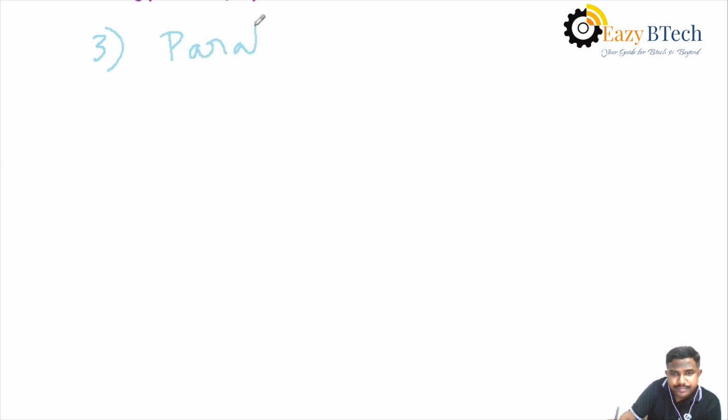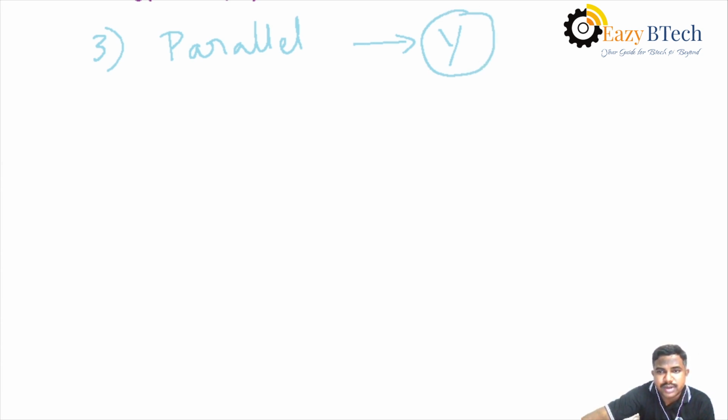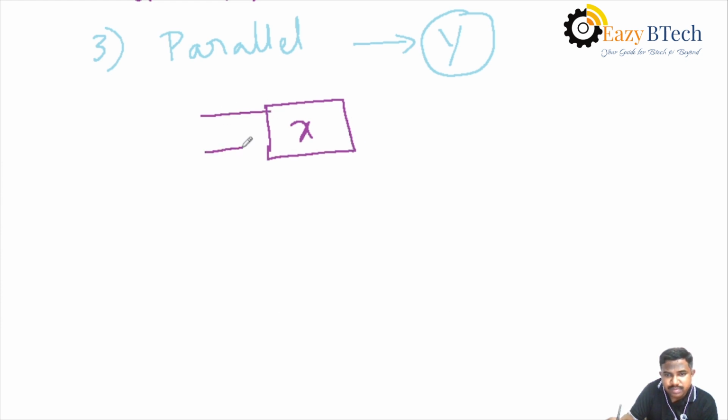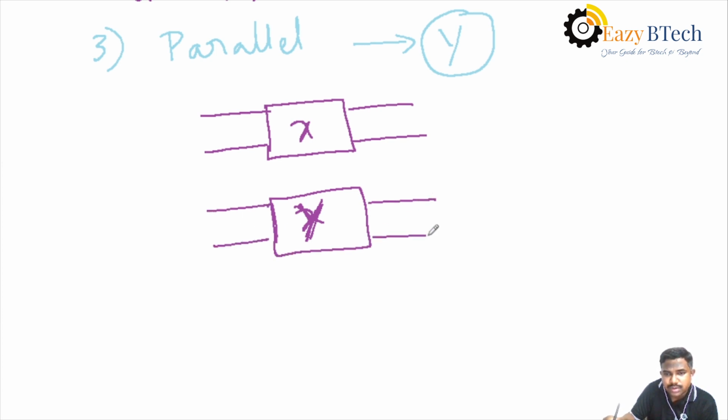Then the third one is what we call the parallel connection. This parallel connection is very useful to find out Y parameters only. By using the parallel connection network, we can find out Y parameters. Then, what is the parallel connection between two networks? This is the first network having a plus and minus, port one and port two. Similarly, the second one is the Y network having port one and port two.